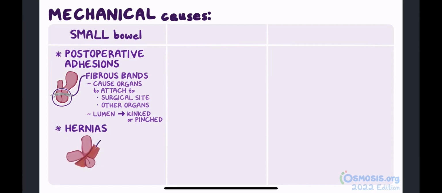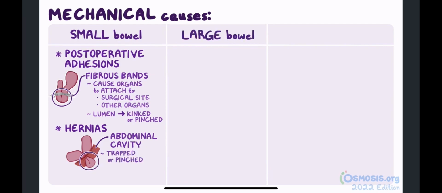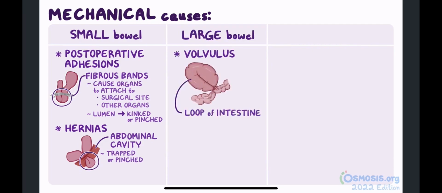Another cause of small intestinal obstruction is hernias, and they can occur when a portion of the bowel protrudes out of the abdominal cavity and can get trapped or tightly pinched at the point where it pokes out. Mechanical causes for large bowel obstructions, on the other hand, are most often due to a volvulus, which is when a loop of intestine twists around itself, kinking off the lumen. Sometimes the volvulus can occur around a mass, like in colorectal cancer.